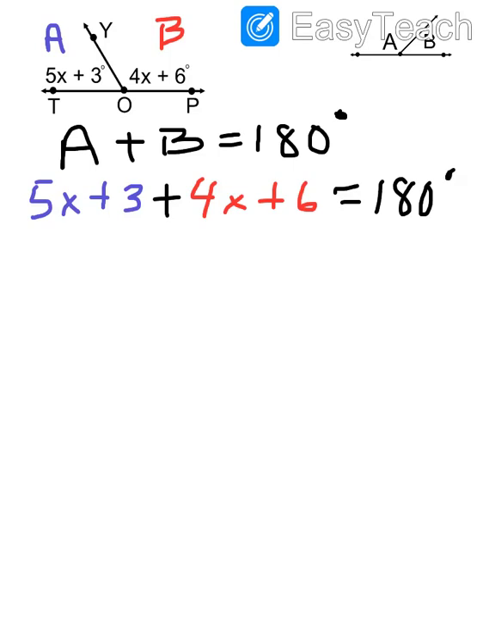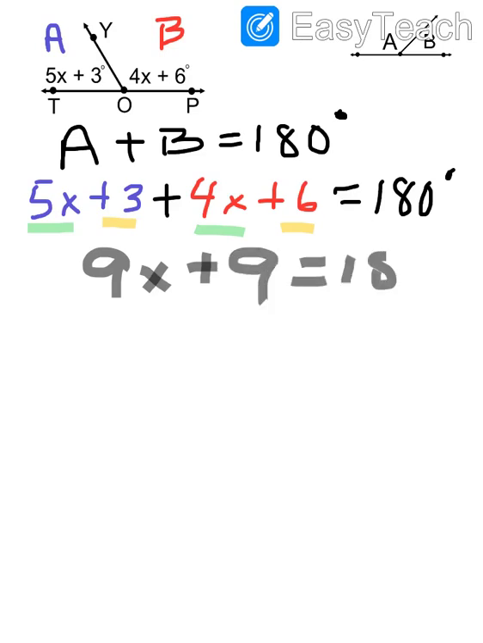Okay, so what I want is to start by recognizing like terms. I know that 5x and 4x are like terms because they have an x, and I know that 3 and 6 are like terms because they don't have an x. So now I'm going to combine those things. I have 5x plus 4x, which is 9x, and there's a plus because everything's addition. 3 plus 6 is also 9, and they have to equal 180 degrees.